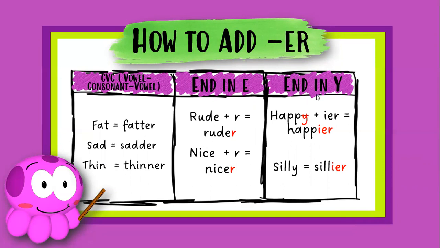Now, what happens if an adjective ends in Y, for example, happy? Then we're going to say bye bye Y, or we're going to remove the Y and add I-E-R. So the Y becomes an I, and then we just add ER. Happier is H-A-P-P-I-E-R. The same thing for silly, sillier, I-E-R. Or angry, angrier. Any other adjective that ends in Y.